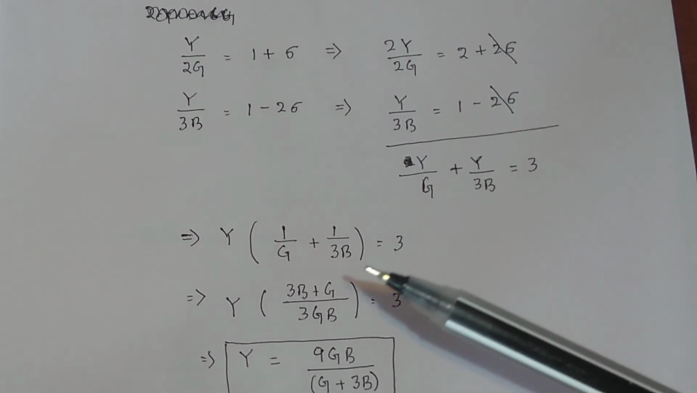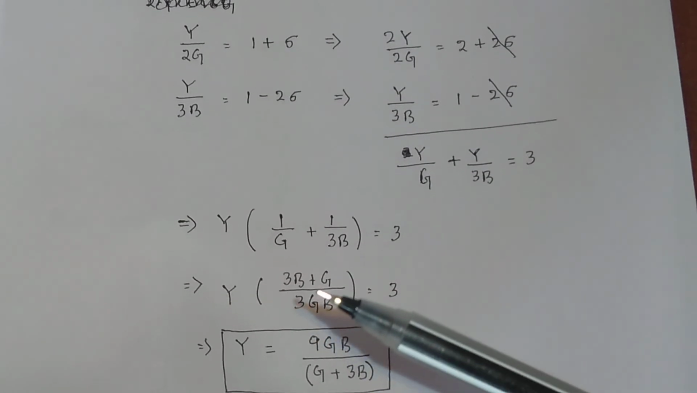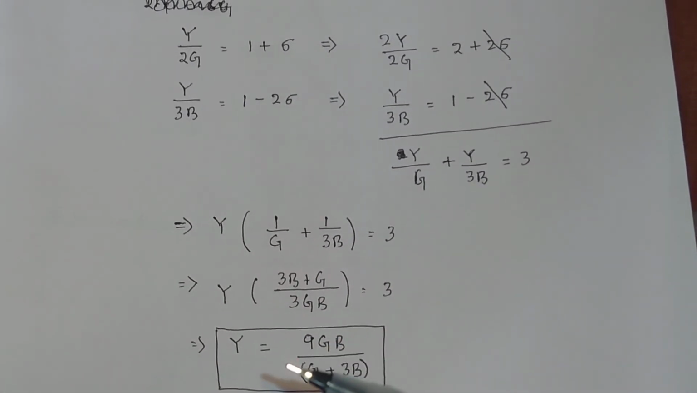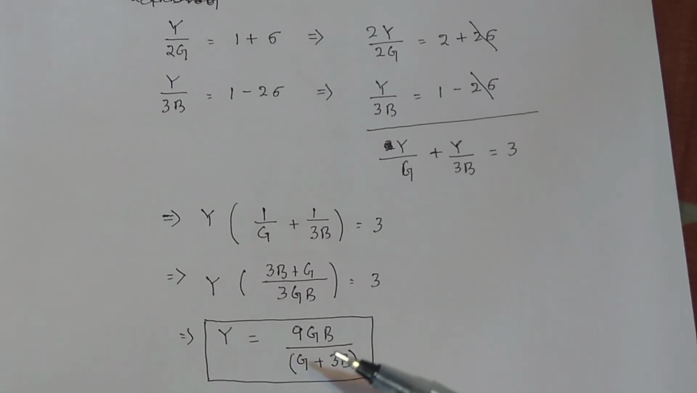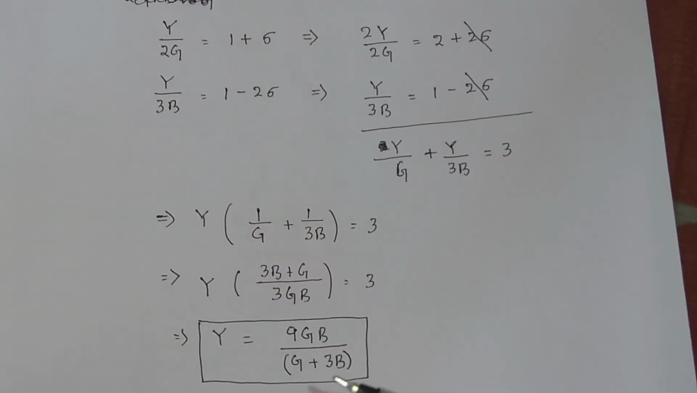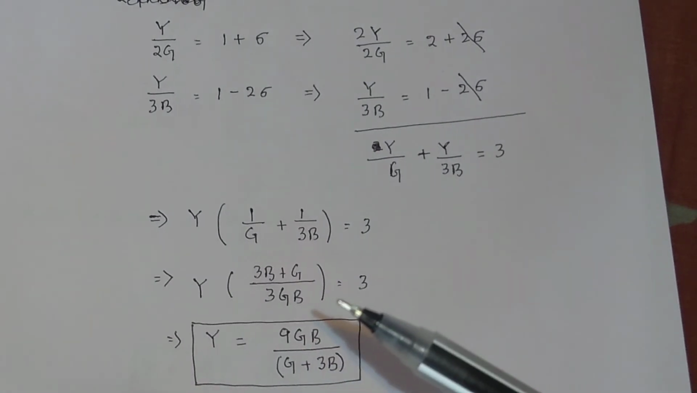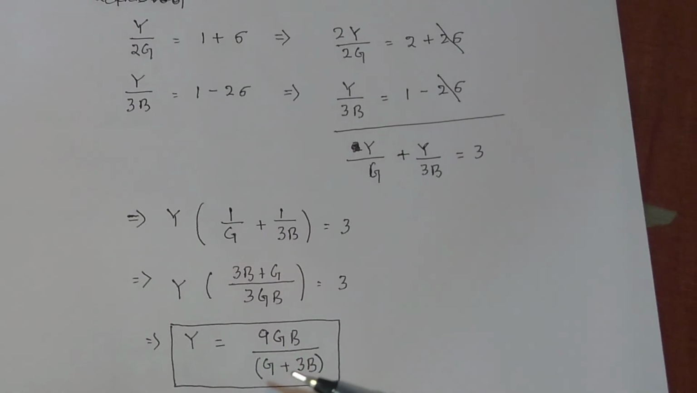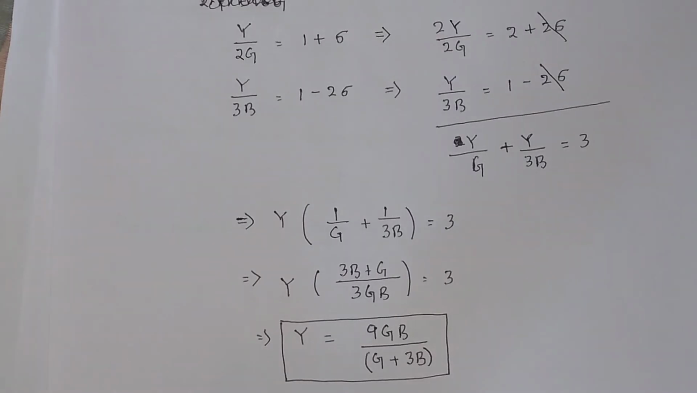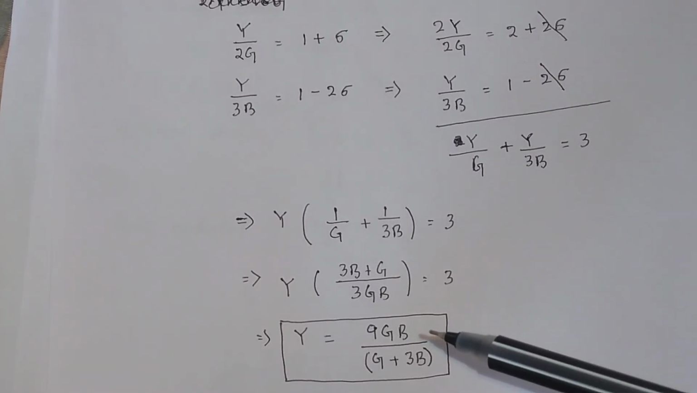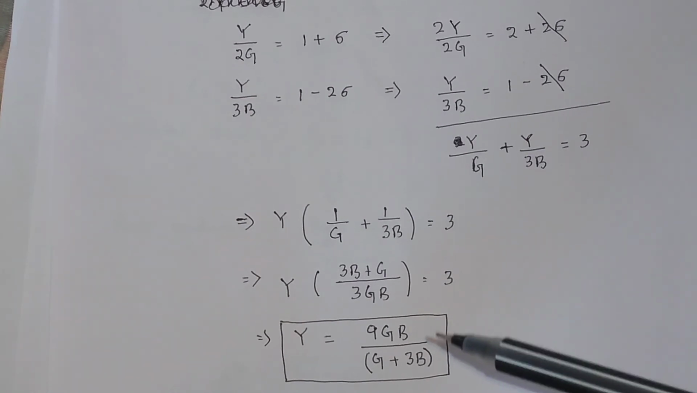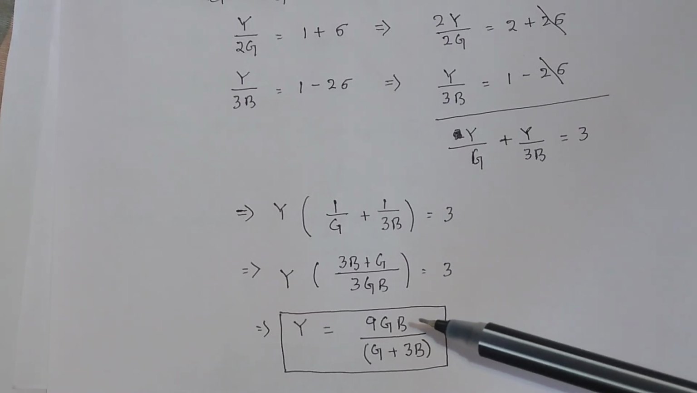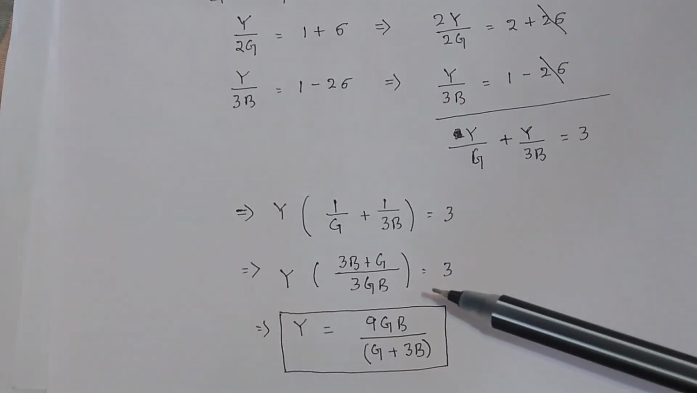So Y will be equal to 3B plus G divided by 3GB, into 3. So Y will be equal to 9GB divided by G plus 3B, and this is the relation between Young's modulus Y, bulk modulus B, and rigidity modulus G. So in an experiment, if you find out the modulus of elasticity of any two, then you can calculate the other two moduli.